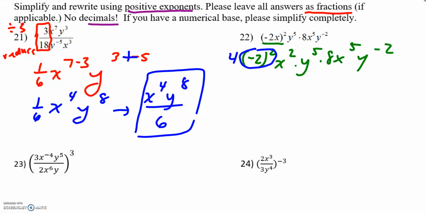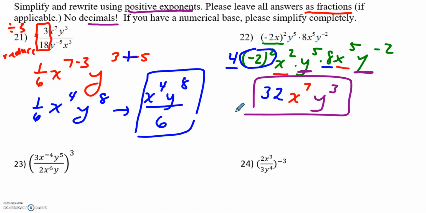And so if I look at the problem, what I have next, I want to multiply the numbers and add the exponents. So 4 times 8 would get me 32. X squared times x to the 5th is x to the 7th. And then y to the 5th times y to the negative 2nd, if I add the exponents, would be y to the 3rd power. So my final answer is 32, x to the 7th, y to the 3rd.